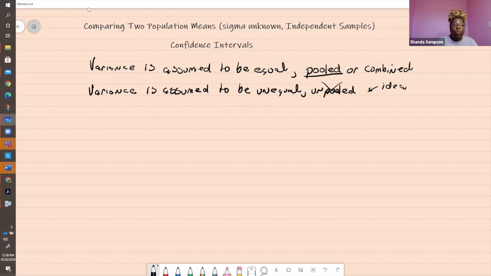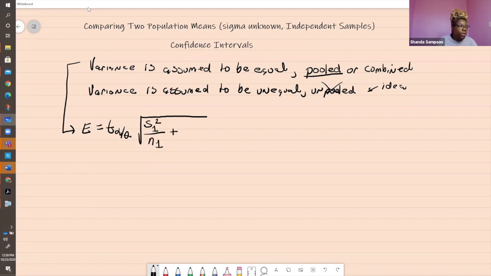So what's the difference in the two? Well, you'll see when we work out problems, the difference in the two is the error. When you're using pooled data, the error formula is just like the error formula that we used when sigma was known. It's the exact same error formula, but it's going to be t alpha over 2 because the standard deviation of the population is unknown. And of course, since the standard deviation of the population is unknown, we're going to use the sample standard deviation. So if you compare this to the other formula, it's exactly the same, only we're using t alpha over 2 and sample standard deviation as opposed to population standard deviation. This is when we have pooled data, meaning that we assume that the variances are equal.